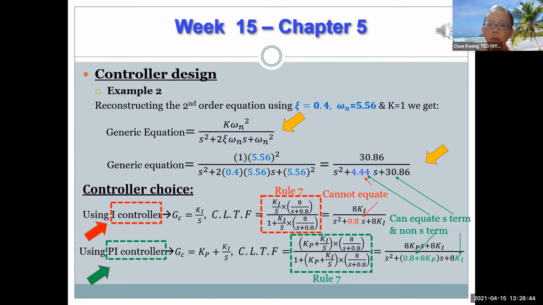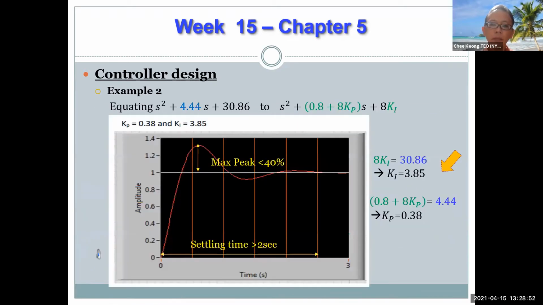With this, we will proceed to do the derivation for the value of Ki and the value of Kp. By equating each of the coefficients of S squared, S and the non-S term, we are able to solve for Ki equals 3.85 and Kp equals 0.38. A check on the simulation shows the maximum peak is achieved but not the settling time.